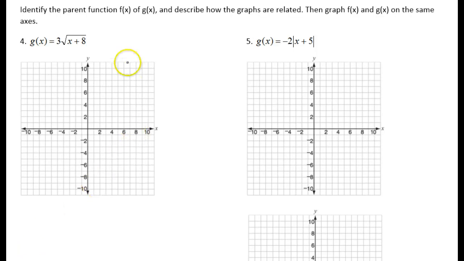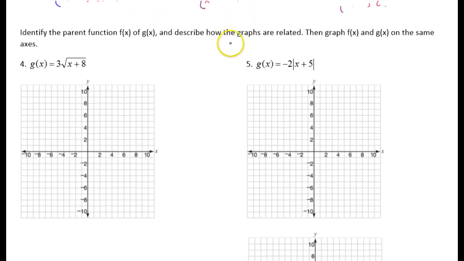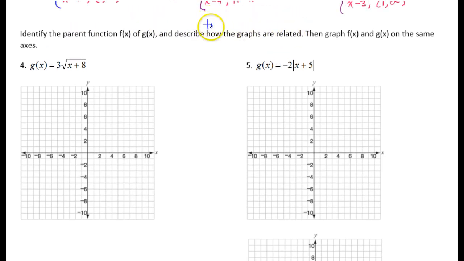In this video, we will look at a variety of functions and ask ourselves what is the parent function and what transformations have occurred. So that's what these directions mean. Identify the parent function and describe how the graphs are related. When they say how are the graphs related, they are asking you for the transformations.